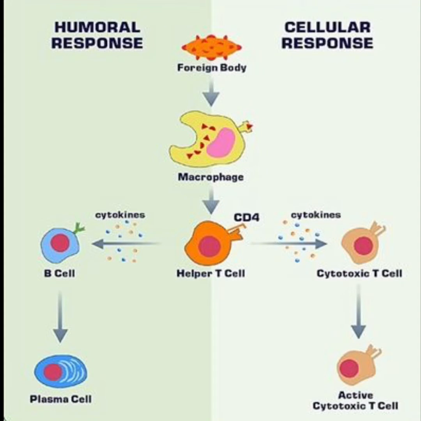Humoral and cellular immune response. If the B lymphocytes fight against the antigen, it is called a humoral response, while if the T lymphocytes are involved, it is called a cellular immune response.